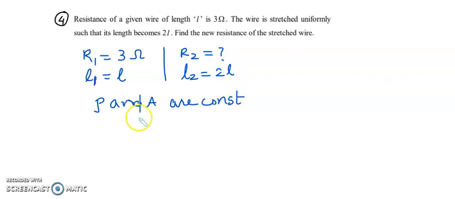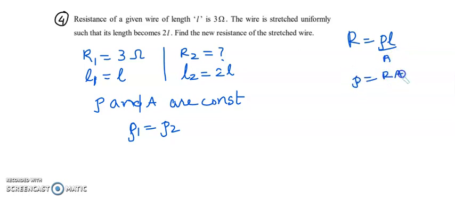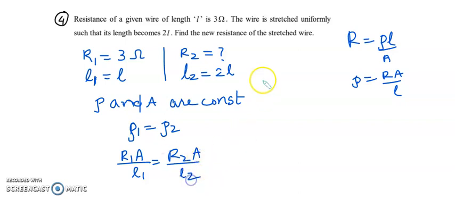Okay. So can we say here R1 is equal to R2? I need R2, right? So I'll just shift in such a way that rho 1 is equal to rho 2. Now we know that R is equal to rho L by A. That means rho is equal to RA by L, right? So here it will be R1A divided by L1 is equal to R2A divided by L2. Correct?